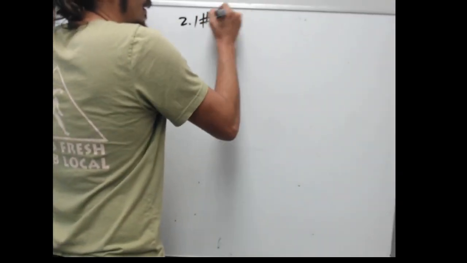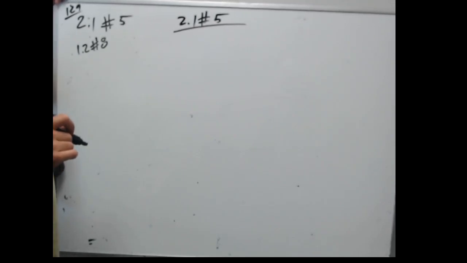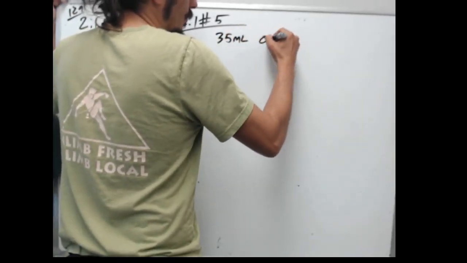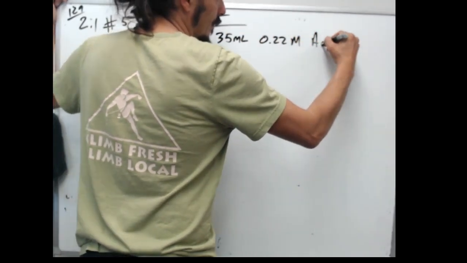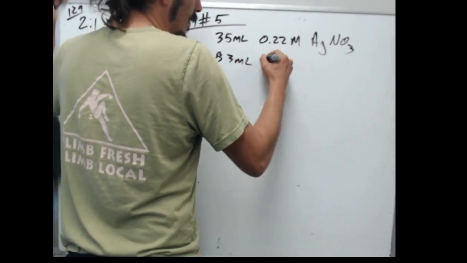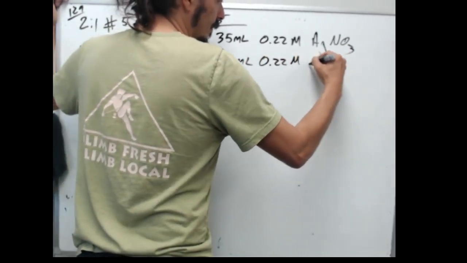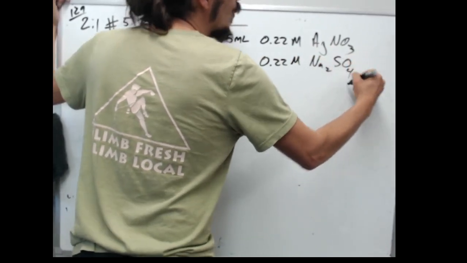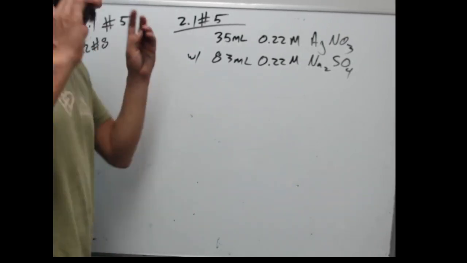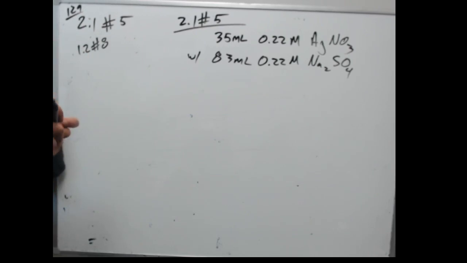Yeah, right there. If someone can remind me of what that question is. Consider a solution that is made from mixing 35 milliliters of 0.22 molar AgNO3 and 83 milliliters of 0.22 molar Na2SO4. And then there's like 6 different parts, 6 different questions. 2.1 number 5 and 1.2 number 8, same thing-ish.